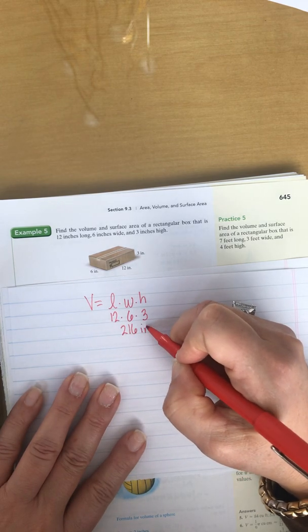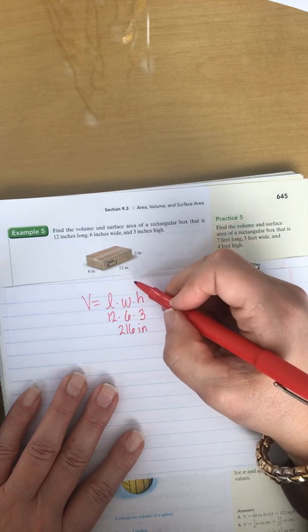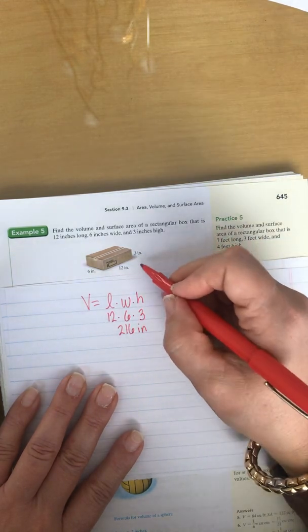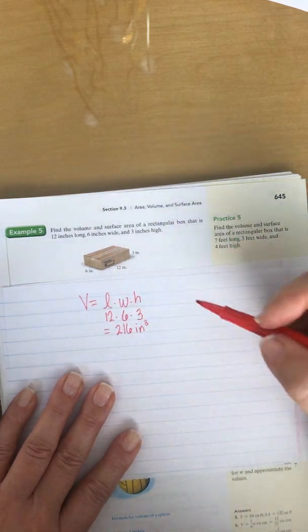And make sure all units are the same. If they're not, you're going to have to convert. That's another section. But this is inches cubed. So that's how much is in there.